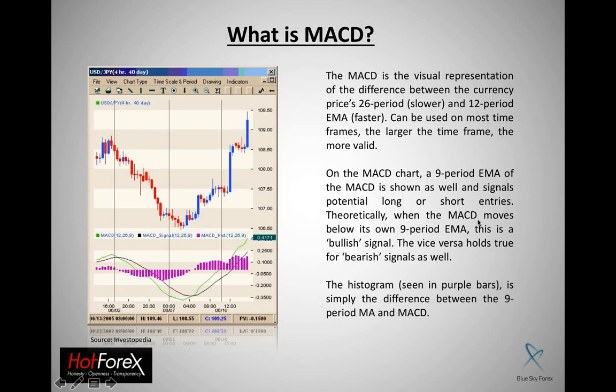So when the MACD moves below its own 9-period EMA, this is a bullish signal. And the vice versa, or the reverse, holds true when the MACD moves above its own 9-period MA. So what does that mean here? Here you can see the black line, this is the 9-period MA. And when the MACD, the green line, is actually crossed from below, this is a bullish signal. And the vice versa holds true when it crosses from above and pierces the 9-period MA from above, that's a bearish signal.